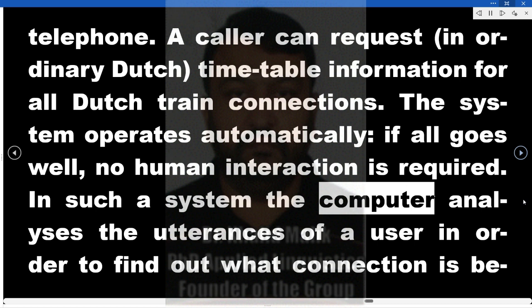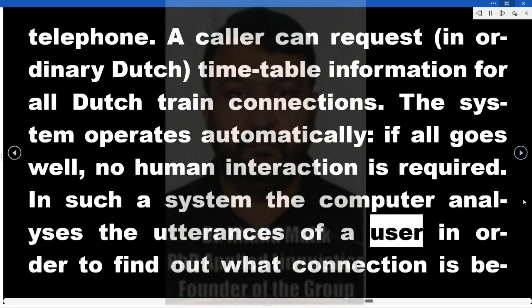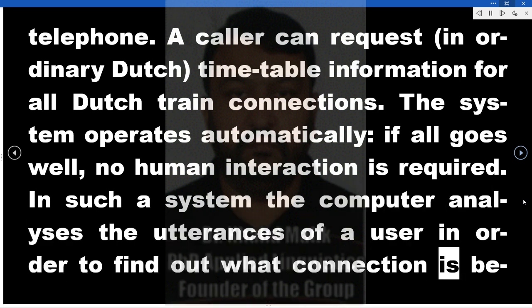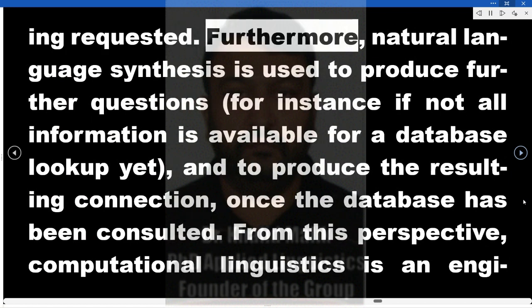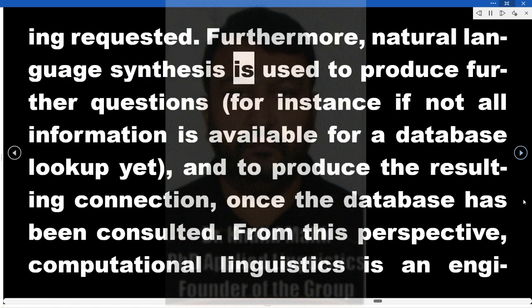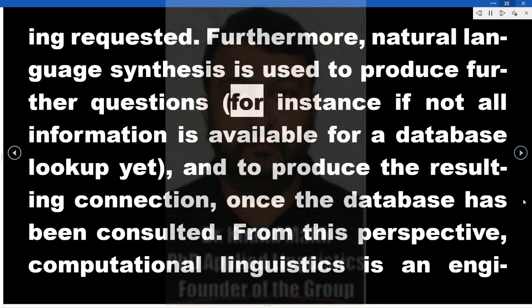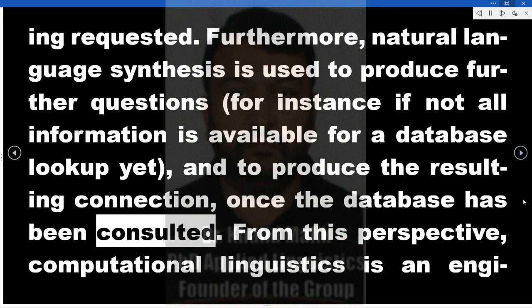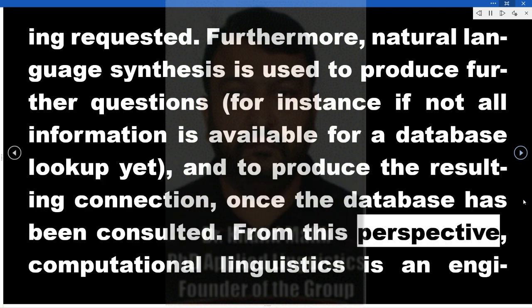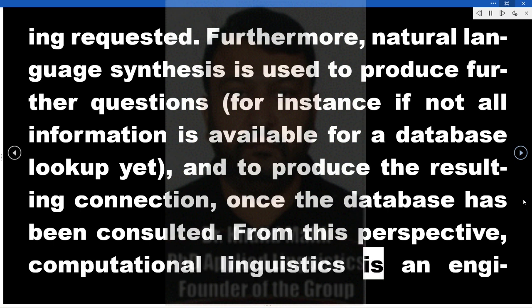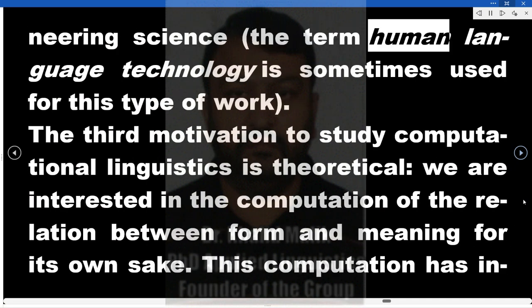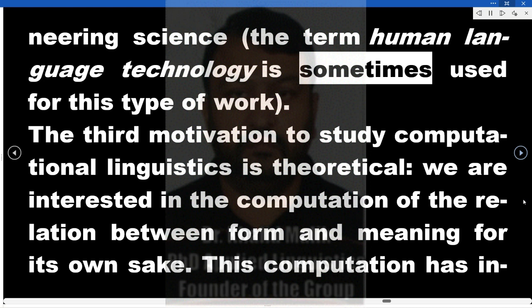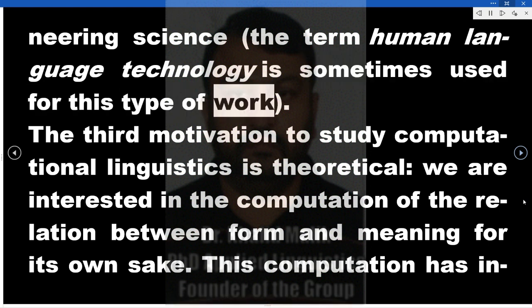In such a system, the computer analyses the utterances of a user in order to find out what connection is being requested. Furthermore, natural language synthesis is used to produce further questions, for instance if not all information is available for a database lookup yet, and to produce the resulting connection, once the database has been consulted. From this perspective, computational linguistics is an engineering science. The term human language technology is sometimes used for this type of work.